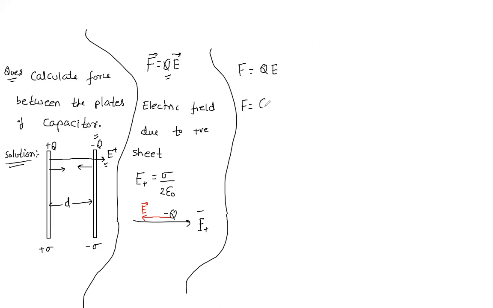The force is QE plus. If I consider this in vector form, this is minus of Q. But if I'm considering only the magnitude, then we can just remove this negative sign. So F is equal to Q times E plus, where E plus is sigma by 2 epsilon naught. Fatma, what's the relation between sigma and Q? Can you convert sigma in terms of charge?